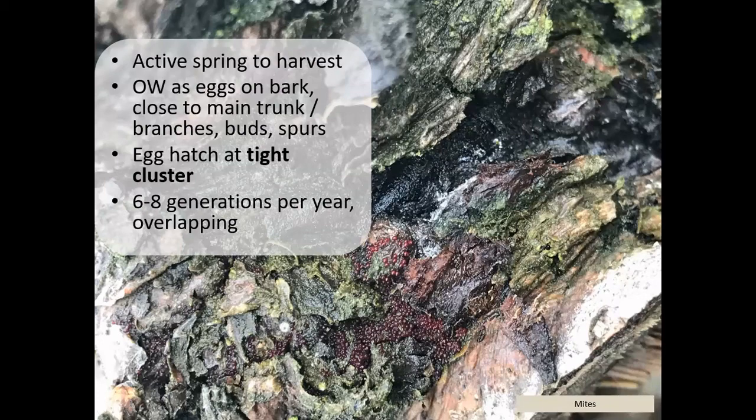They overwinter as these eggs on the bark close to the main trunk of the tree. Egg hatch typically begins about tight cluster. Then throughout the season, there can be multiple generations. And with mites, they are overlapping generations, so you can have eggs, nymphs, and adults all at the same time.